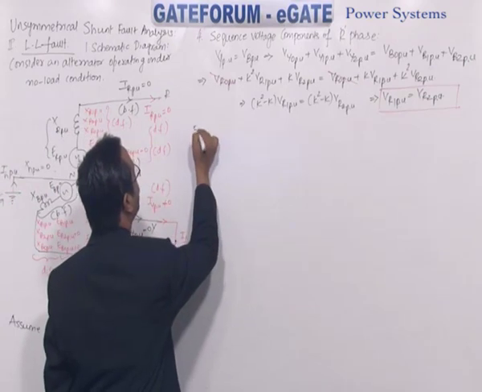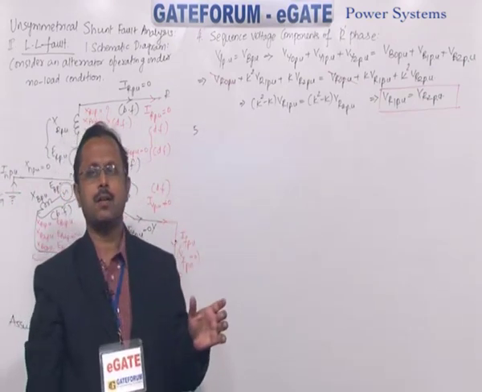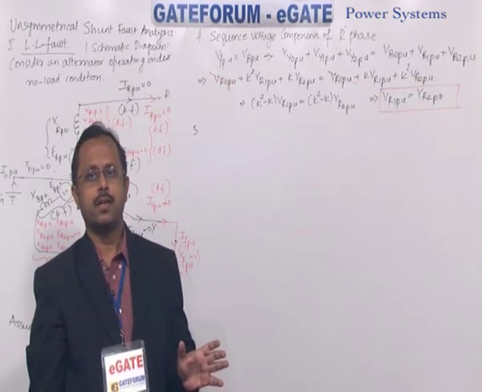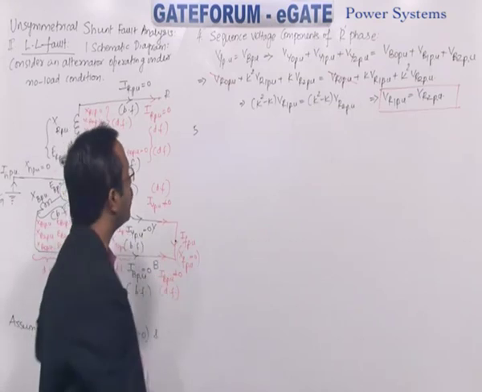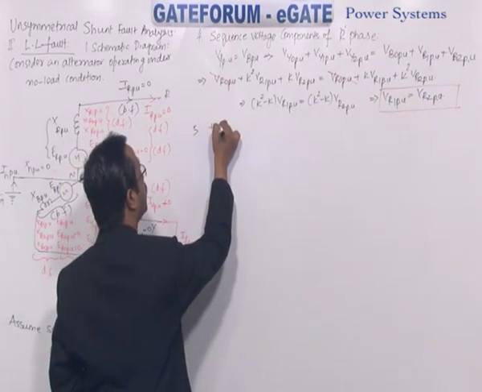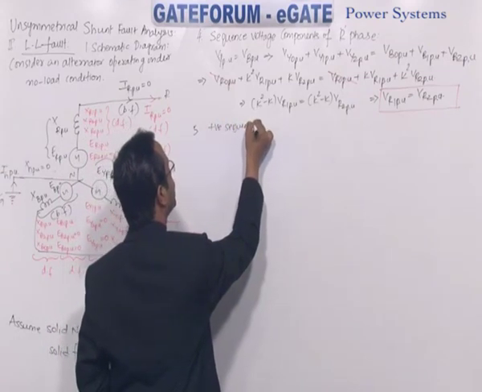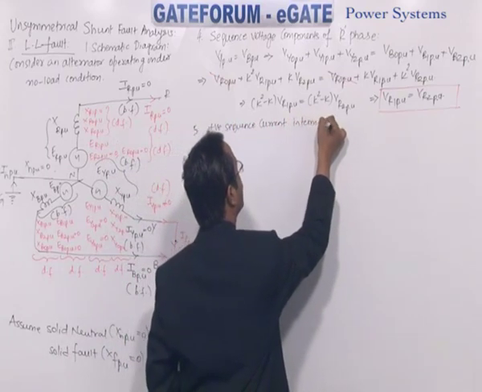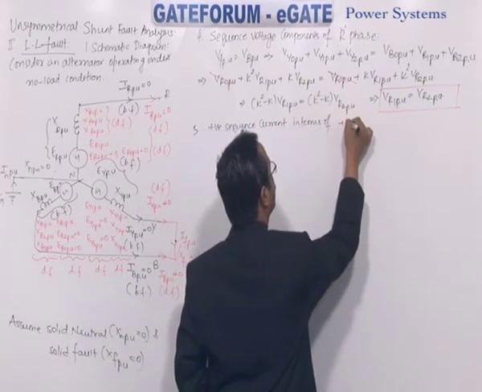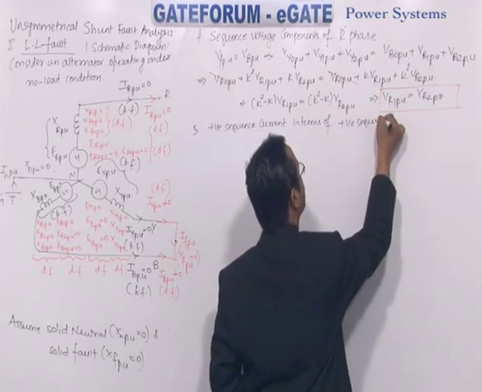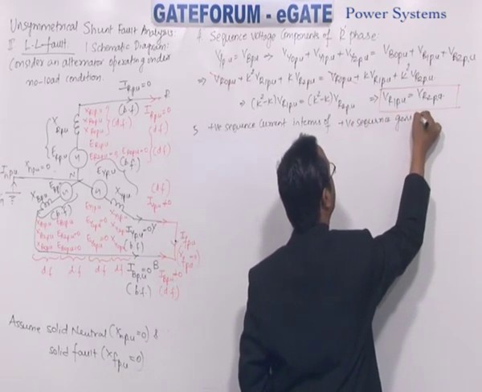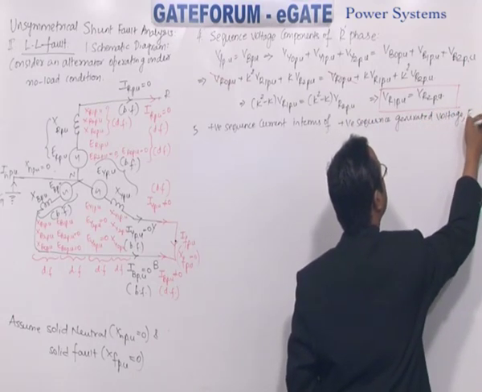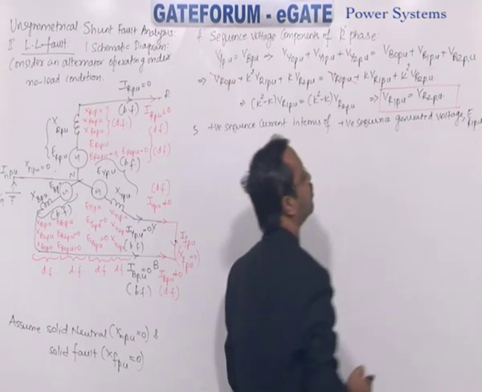Now we find out what is the positive sequence current in terms of sequence generated EMF. So now we have to find out the positive sequence current in terms of positive sequence generated voltage, that is ER1 per unit.